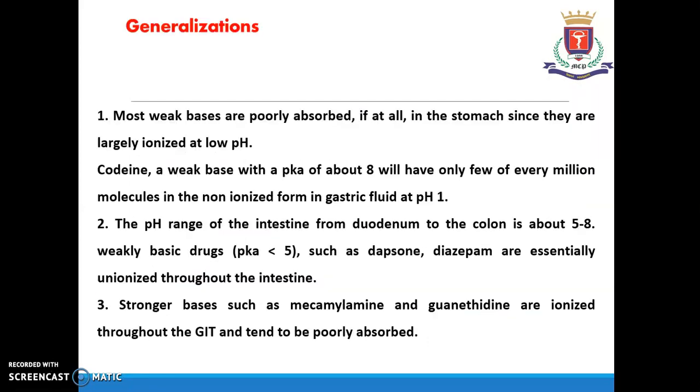For the weak bases, the same generalizations can be made, for codeine. A weak base with pKa about 8 will have only a few of every million molecules in the non-ionized form at the GI pH 1. The pH range of the intestine from duodenum to colon is 5 to 8. So weakly basic drugs with pKa less than 5, such as dapsone and diazepam, are essentially unionized throughout the intestine, so they will get absorbed there. Strong bases, mecamylamine, guanethidine, are ionized throughout the GI pH and tend to be absorbed poorly.